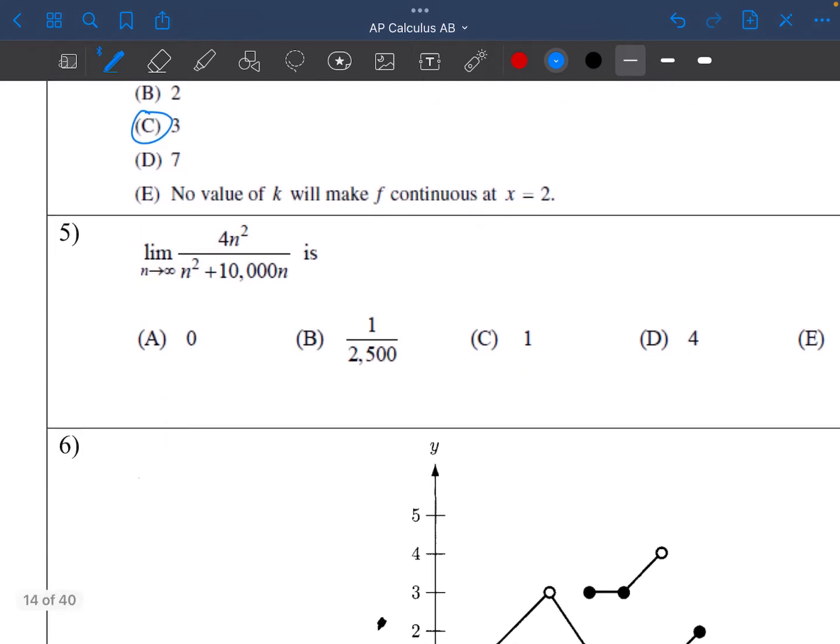Moving on to number 5. The first thing that pops out to me in number 5 is the limit to infinity, and that always has a specific definition. Whenever you have the limit as any variable, it could be x or k or n, I'm going to just do x. As x goes to infinity, this is the definition of a horizontal asymptote.